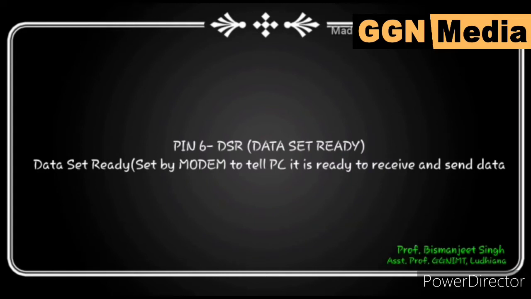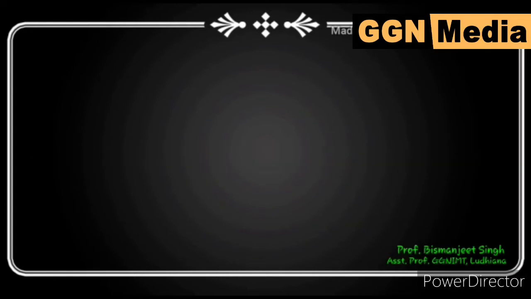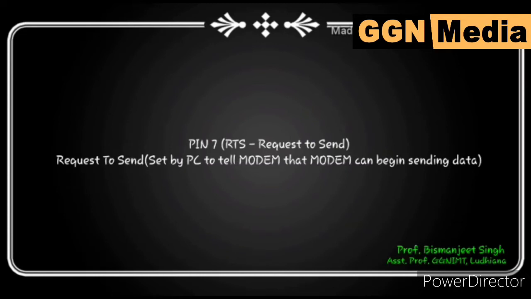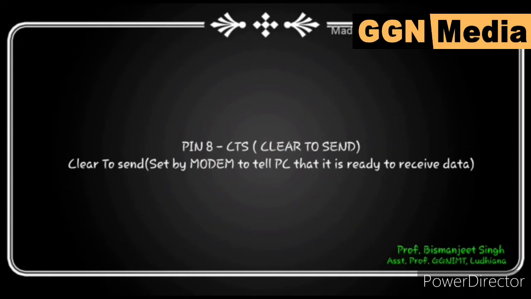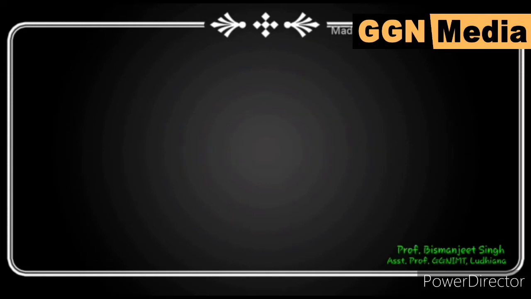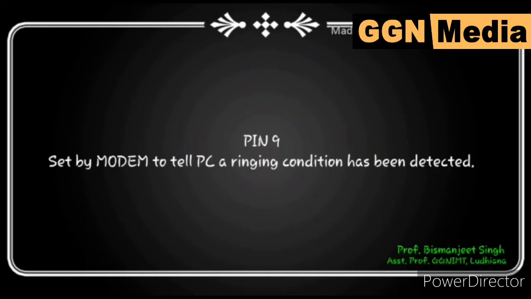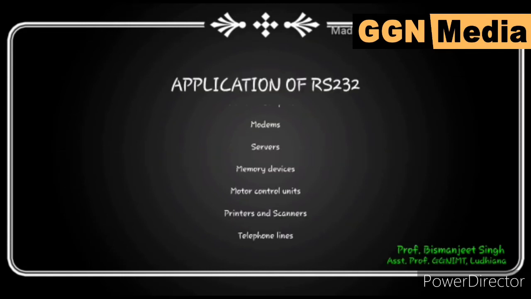This pin is used by the modem to tell computer it is ready to receive and send data. This pin is set by the computer to tell modem that modem can start sending the data. This pin is set by the modem to tell computer it is ready to receive the data. And the last pin, it is set by the modem to tell computer a ringing condition has been detected.